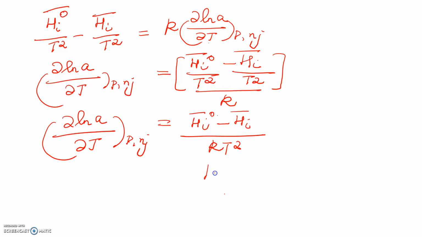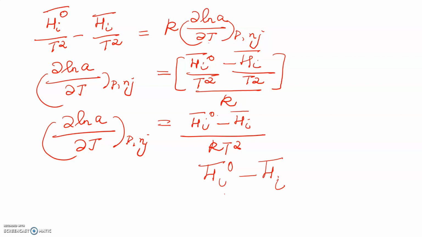So what is H̄_i⁰ minus H̄_i? H̄_i⁰ is the enthalpy of pure component, and H̄_i is the enthalpy of component in solution. But for an ideal solution, when a substance makes an ideal solution, the change in enthalpy on mixing is 0. Therefore, the change in partial molar enthalpy on mixing will also be 0.